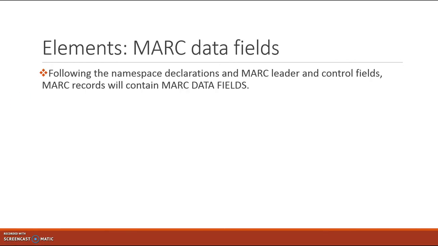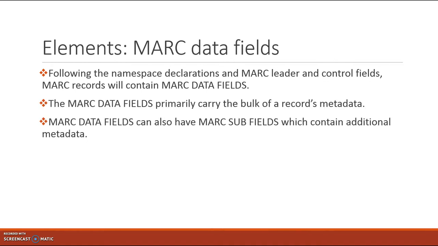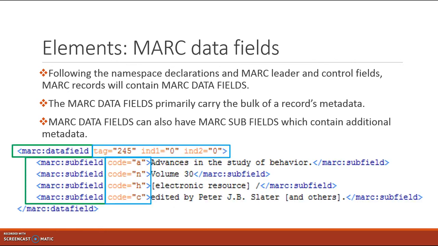Following the namespace declarations, and MARC leader and control fields, MARC records will contain MARC data fields. These carry the bulk of a record's metadata. They can also have MARC subfields, which contain additional metadata about those tags. Here you can see that once again in the green we have our elements followed by our attributes, and you can have more than one attribute up here.